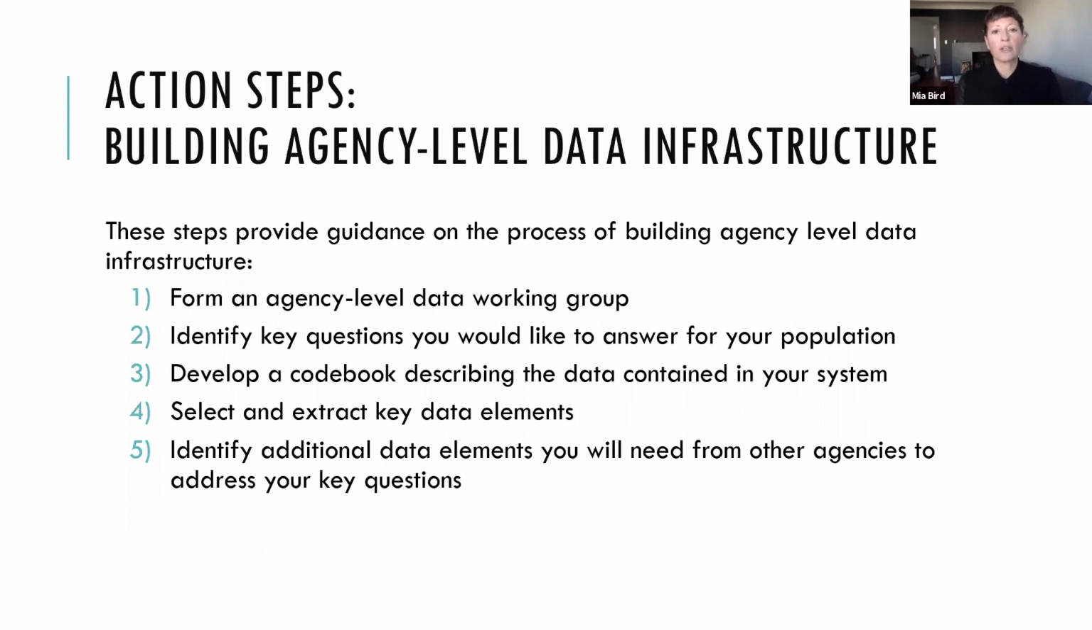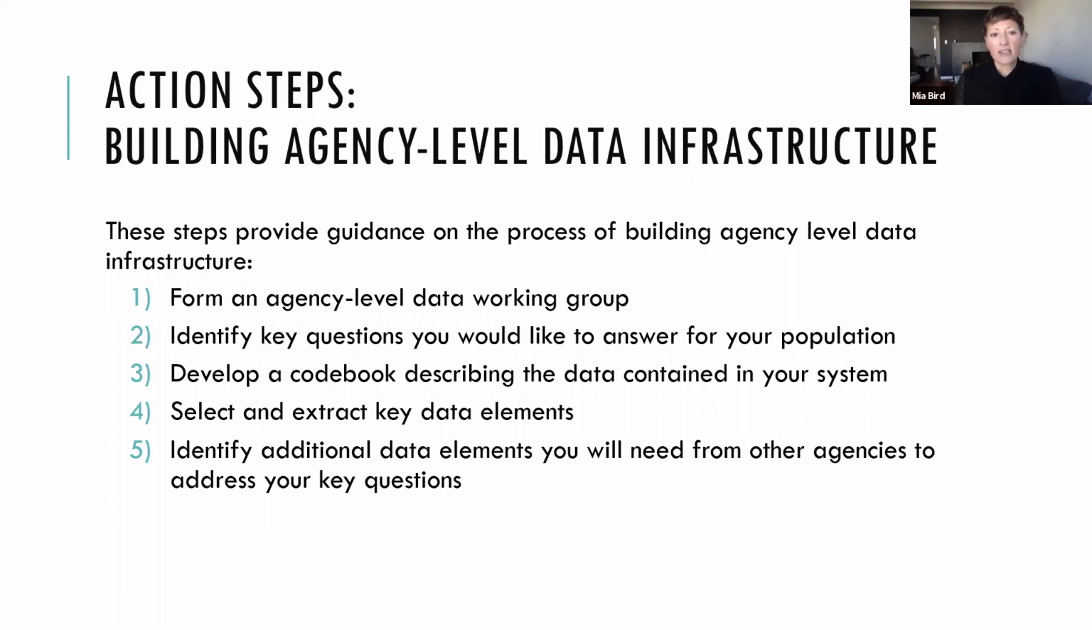So pulling from leadership, operations, programming, and research, ideally to form a working group that's going to think about what the key questions are that we need to answer for our population. And then developing a code book, if you don't have one yet, that really just describes the data contained in your system. This is an incredible piece of documentation that can create a sustainable use of your data within your agency over time as staff changes, really detailing what's in that data system. And then as a group, identifying what the key elements are that you want to extract, and how you can set up a plan to extract those data elements.